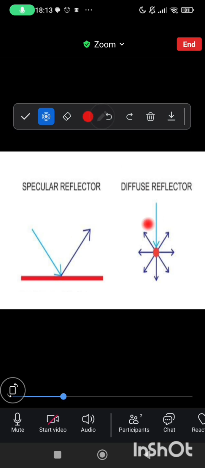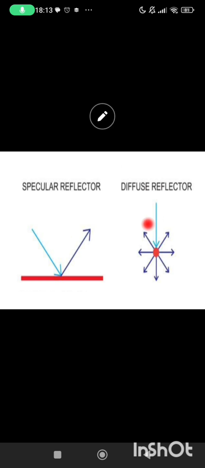And here in the diffused reflection, what happens? The reflectors are all around. Yes, the reflector is very small. So the scatter is in all different directions. This is known as diffused reflection, also known as scattering.